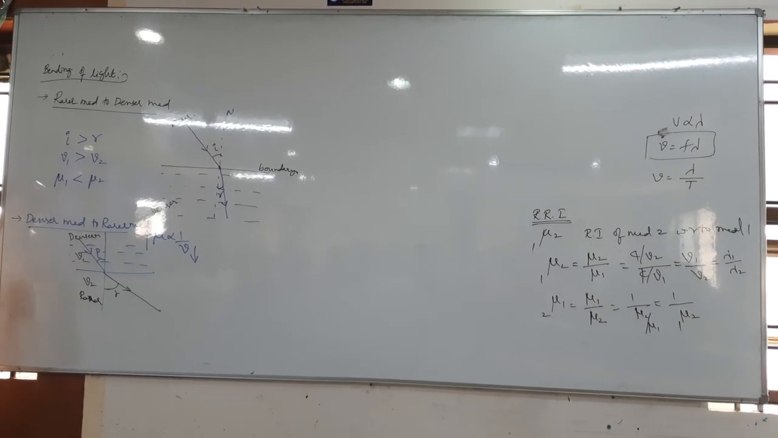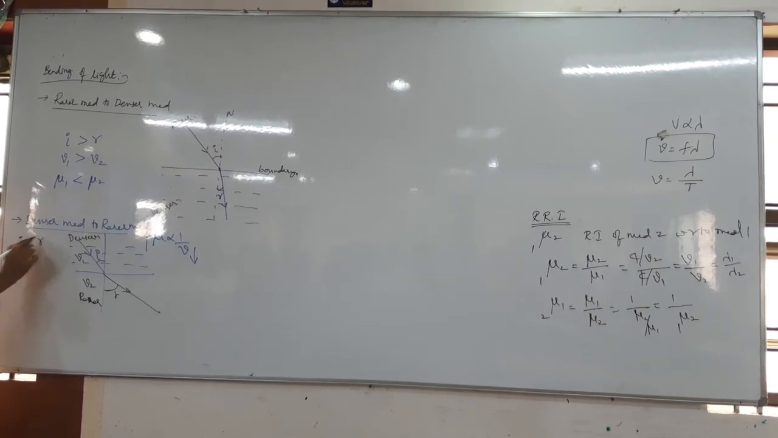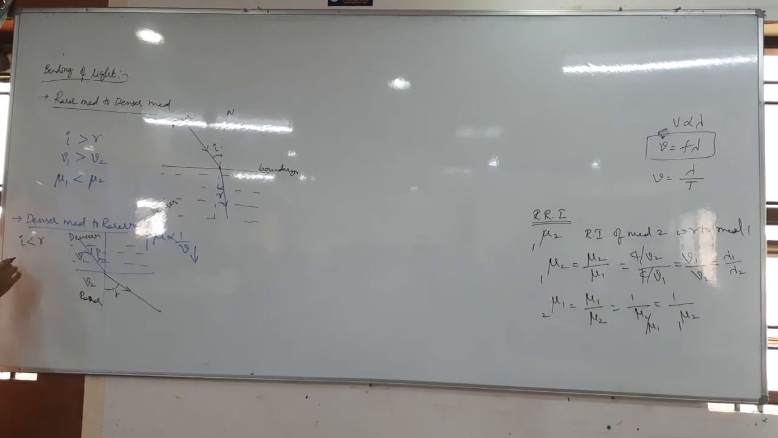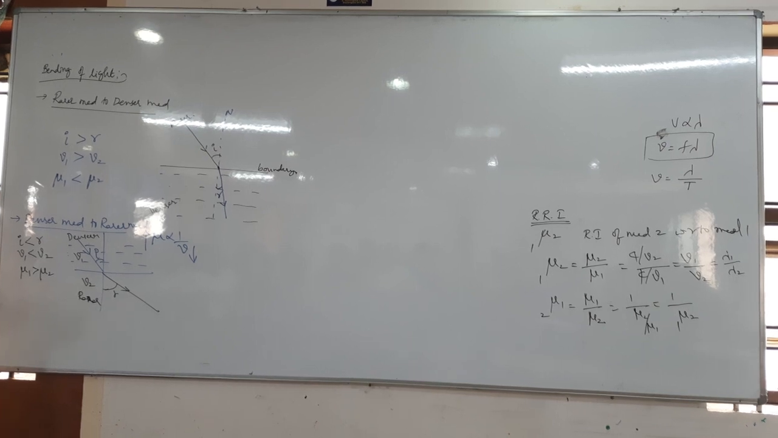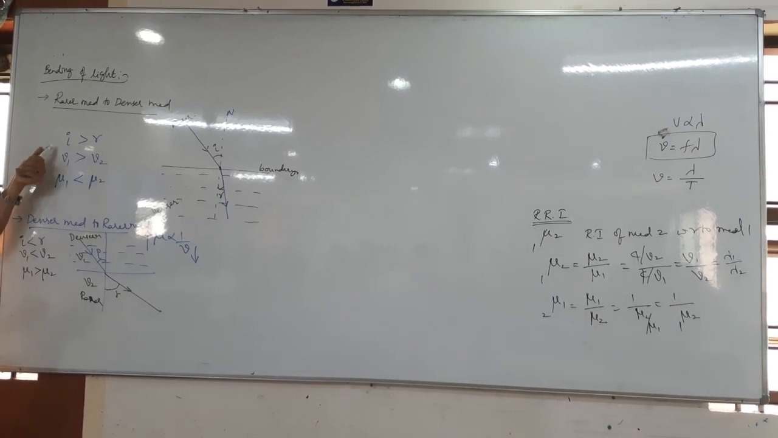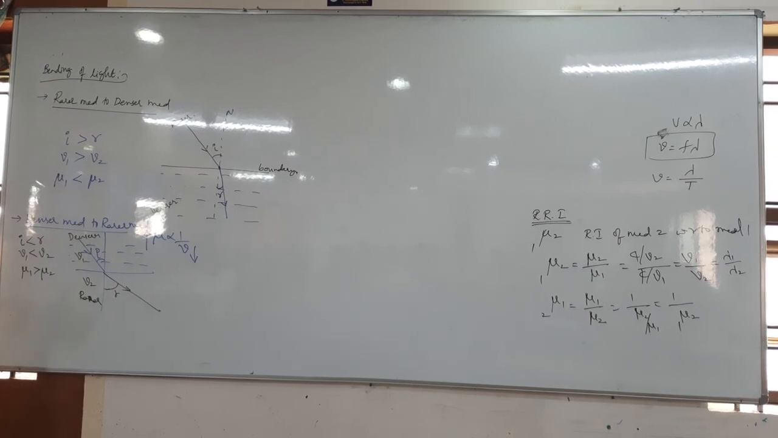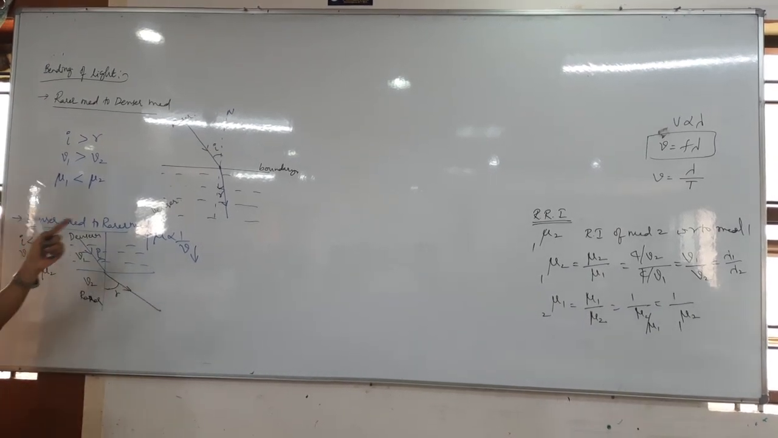Now tell me the relations. Here what can I say, is i lesser or more? Less than r. i is less than r. And also I can say that V1 is less than V2. Why? Because V1 is in the denser medium. And also I can say mu1 is greater than mu2. Clear? These are the relations between the angles of incidence and refraction, velocities and refractive indexes. Clear? Rarer to denser and then denser to rarer.